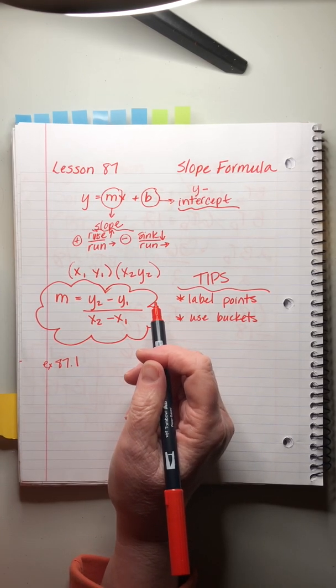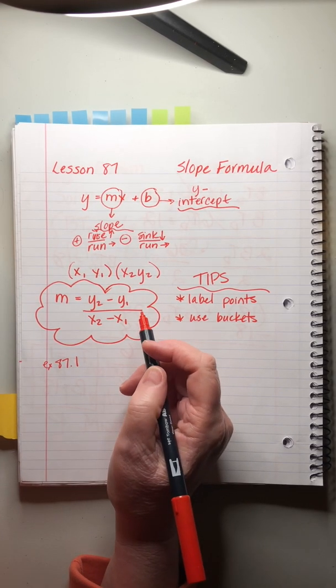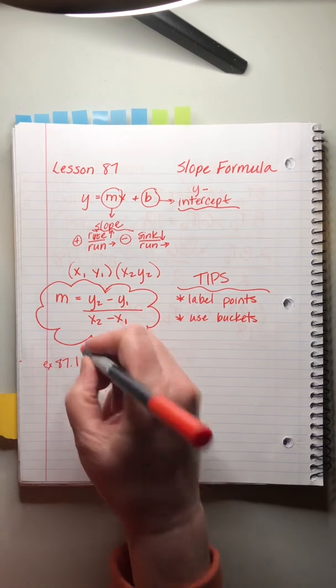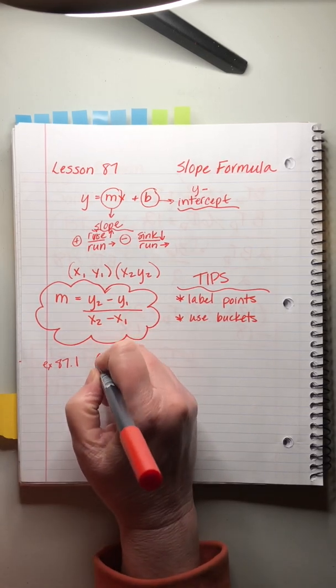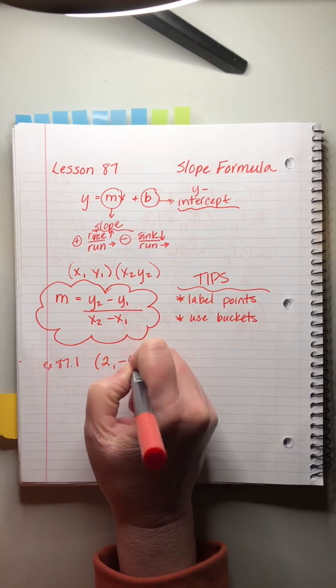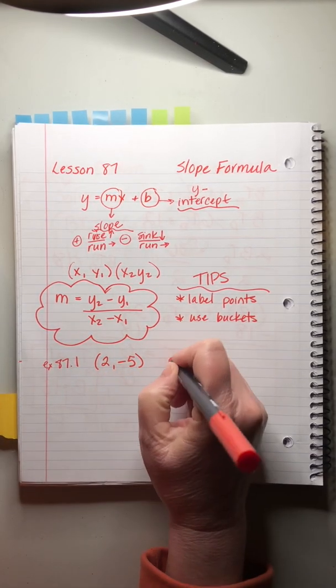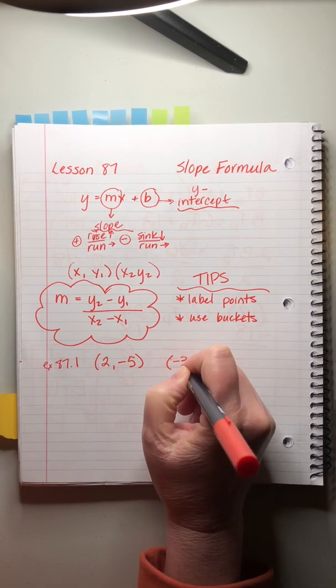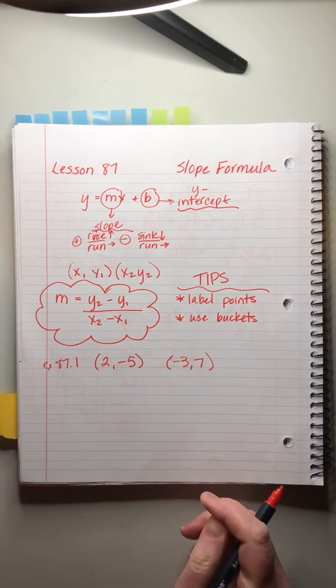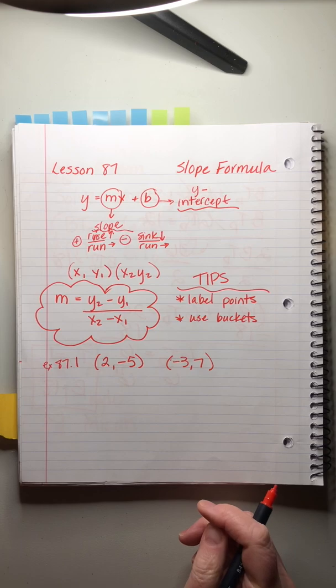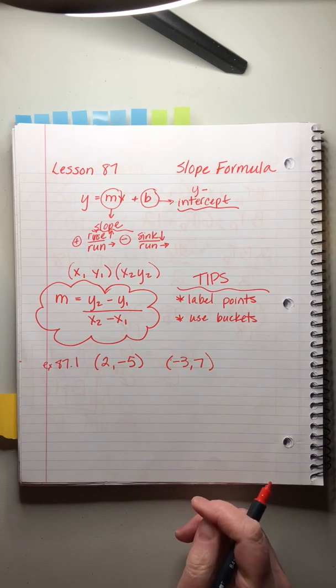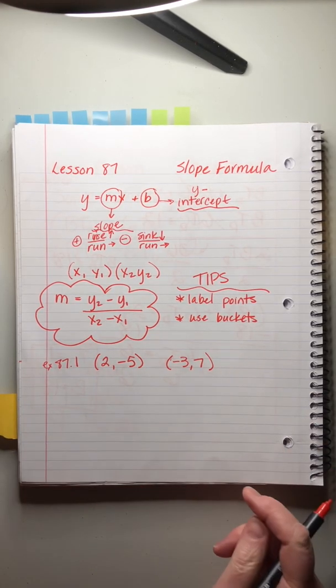Use the slope formula to find the slope of the line that passes through, and now John gives us 2 points. The 2 points are (2, -5), there's the comma that we're used to, and (-3, 7). Note the negative values. We'll remember to use buckets.